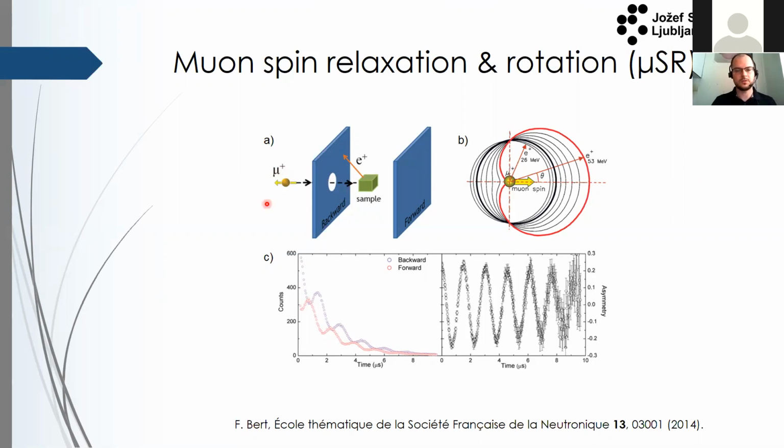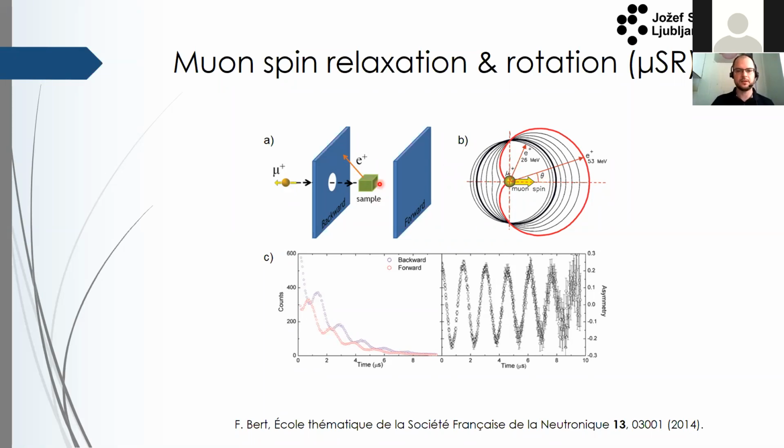So the technique works like that. We have an accelerator producing a muon beam. We direct the beam towards our sample where the muons stop somewhere inside the sample. Then they precess around the internal fields in the sample. And then once they decay, they emit a positron. And due to parity violation, this positron is emitted mostly in the direction of their instantaneous spin, so of the muon spin.